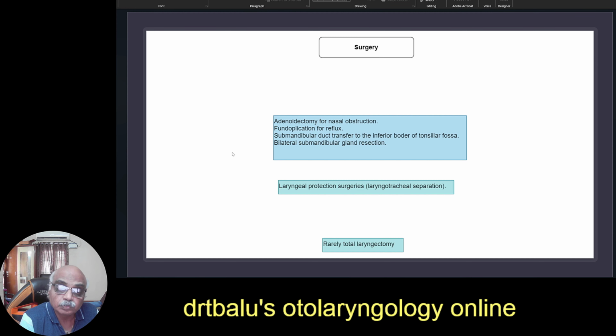And then laryngeal protection surgeries, I personally condemn this. Laryngotracheal separation is very difficult to achieve, and the best way to protect the larynx from aspiration is to remove the larynx, that is total laryngectomy, the rarest of rare surgeries that should be performed to alleviate the problems of these patients.